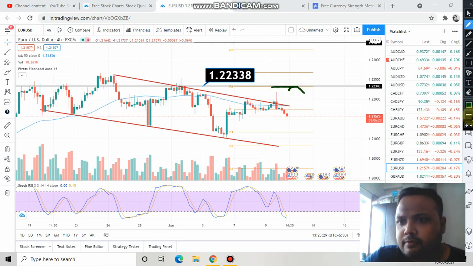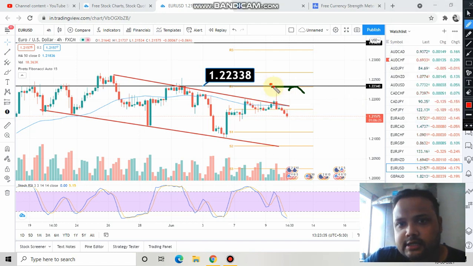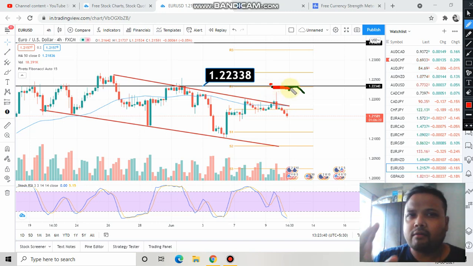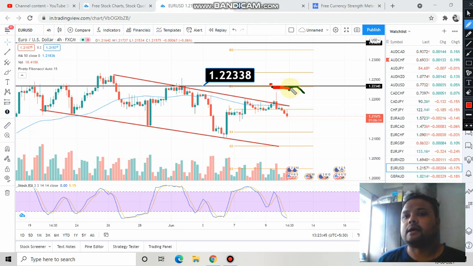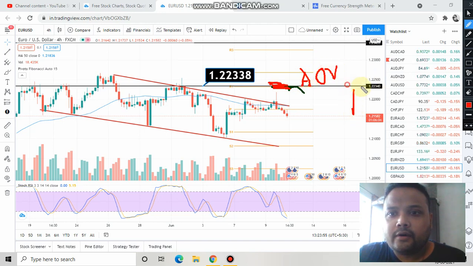On the other hand, if the market crosses this 1.2233 level, then that's a completely different chapter. Then you'll have to wait for a couple of hours, 4 to 6 hours, and observe the price, try to understand the market psychology. If after 4 to 6 hours the market has successfully crossed this level, then this will be our new area of value, because our resistance has become the support now, and you can go for a buy order.